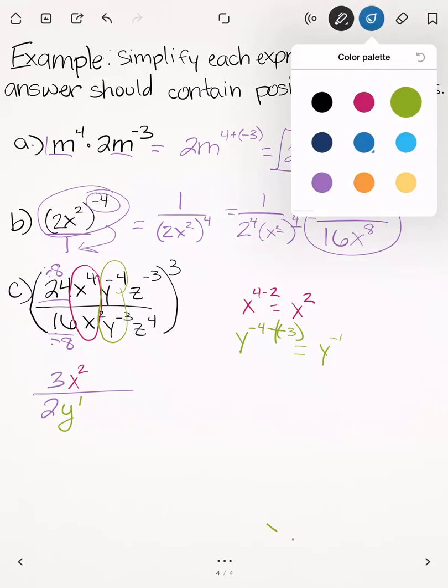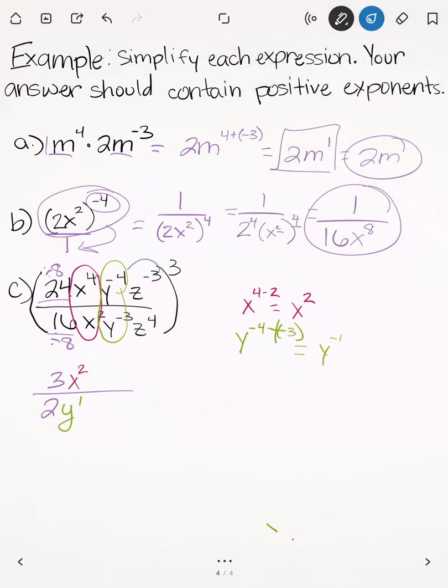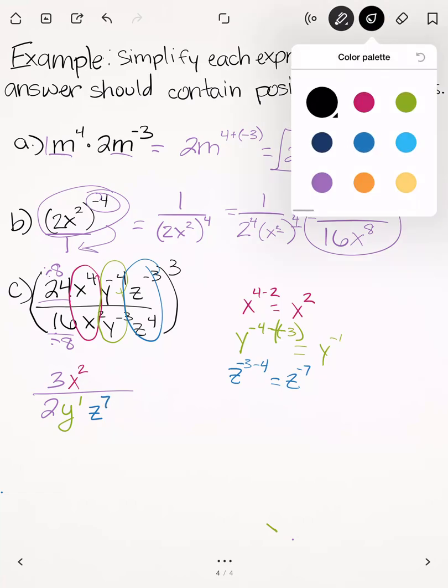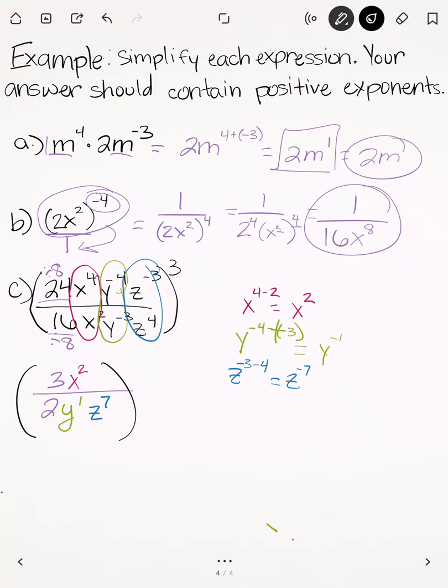Moving to our last variable, we have our z's. Okay, so we have z to the negative third power divided by z to the fourth power. So negative 3 minus 4. That gives me z to the negative 7 power. Again, it's a negative exponent. So I go ahead and flip it to the denominator to make it positive. I cannot forget that I have the cube on the outside, so I have to make sure every single term gets raised to the third power.